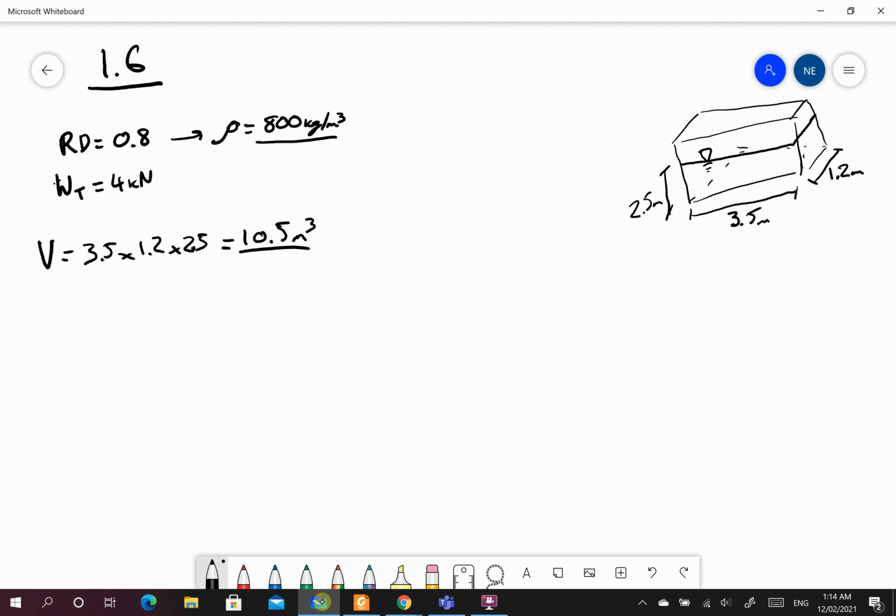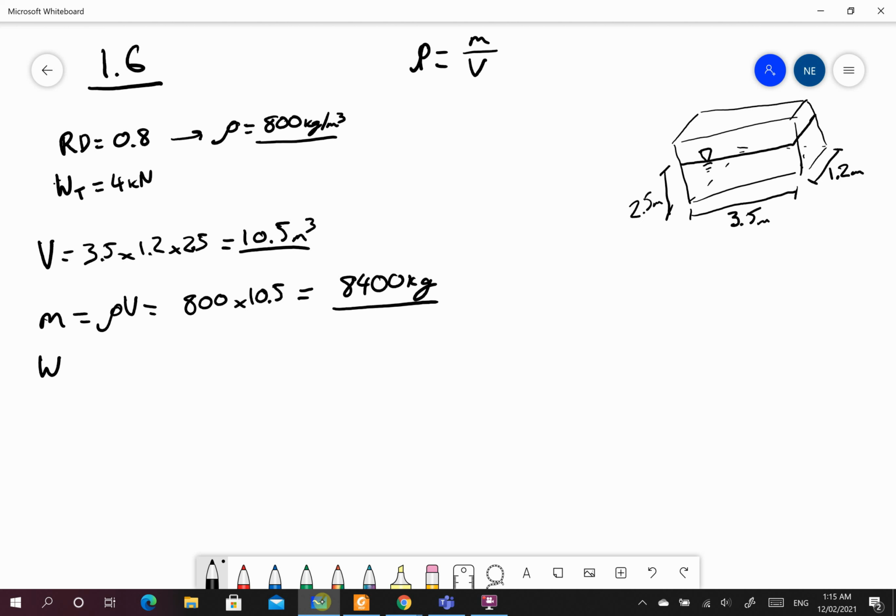We come back to our initial formula as always, so rho is equal to m on v. So my mass is equal to rho times v, which is 800 by 10.5, which equals 8,400 kilograms, or 8.4 ton. That is the weight of the mass of the kerosene through here.